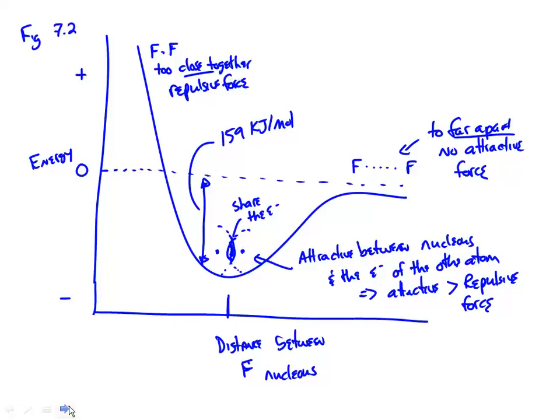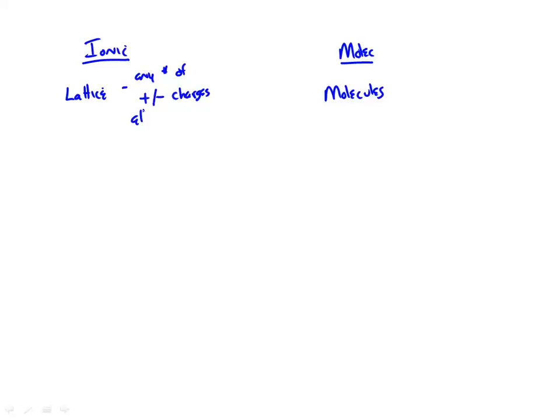So again, going back to our ionic versus molecular. One of the other things that we said is these tend to form lattices, right? And these tend to form molecules. The reason for that is we can have any number of positive and negative charges attracted to each other. Now, we'll find out that there's an optimal number, but that optimal number is more than 2, generally.